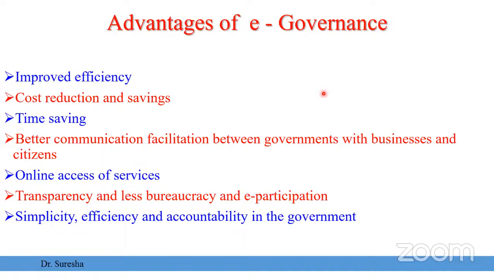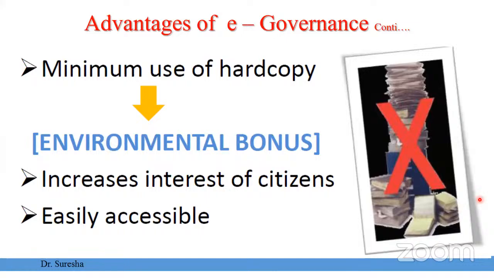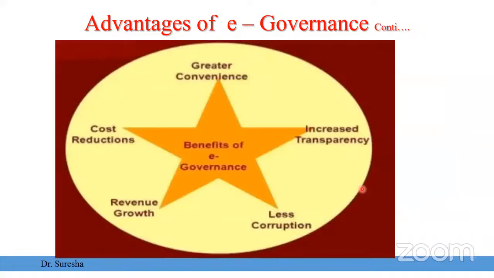So, improvement advantages: improved efficiency, cost reduction savings, time savings, better communication, online access to services, transparency and less bureaucracy, simplicity, efficiency and accountability. Also minimum use of hard copy, you can save paper, and it increases interest among citizens, being easily accessible. Because of this, people will develop interest in making use of it. The same thing is given in a diagram.